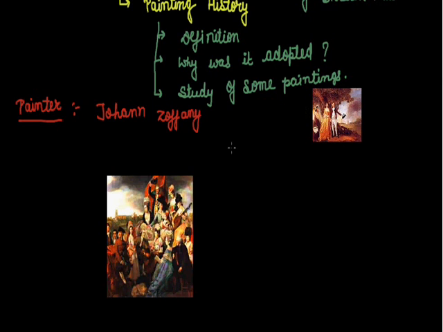Both of these paintings were made by Johann Zoffany, and this painting was made in 1784 and this painting was also made in 1784. In this painting, Governor General Hastings with his wife is painted. Portrait of Governor General Hastings.